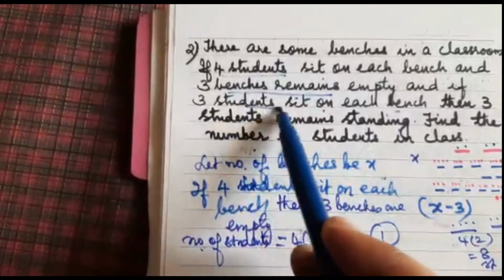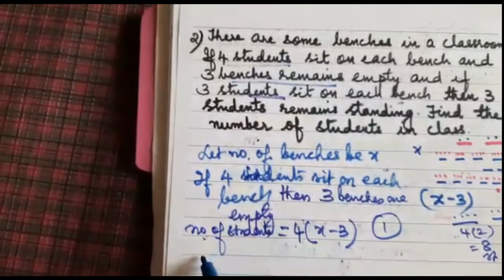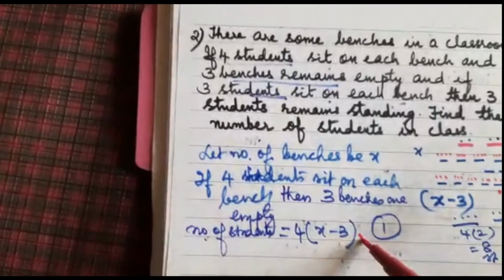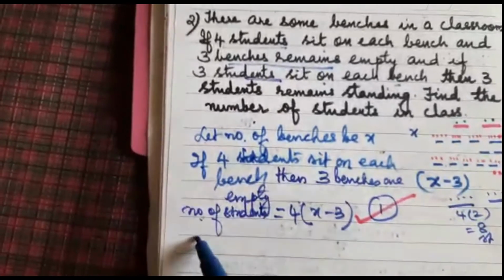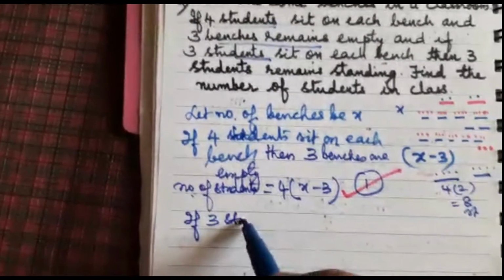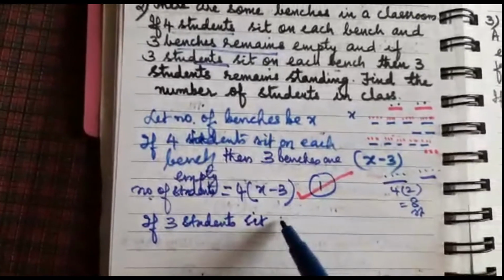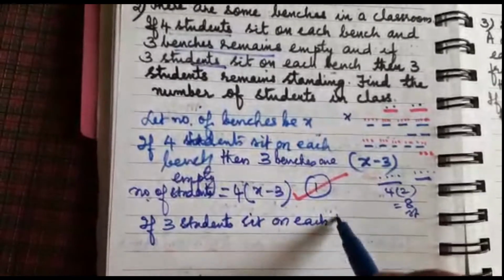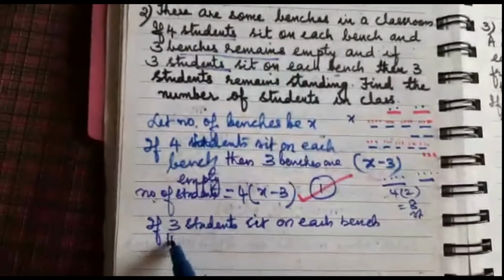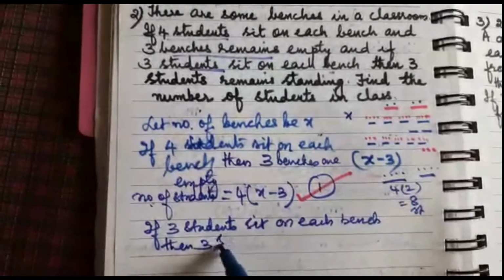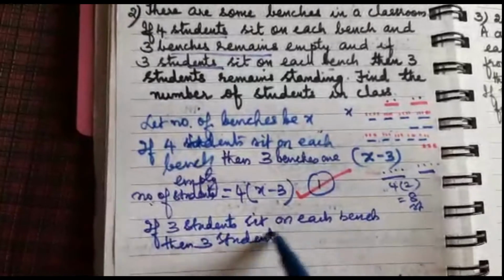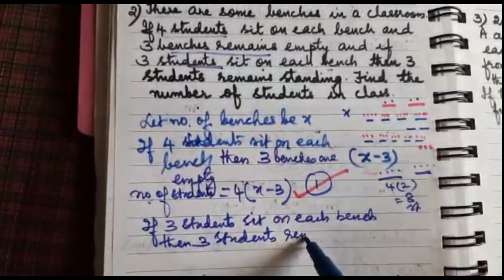Now if 3 students sit, what happens? This is the first one, the number of students you got. Now if 3 students sit on each bench, then 3 students are standing. That means benches will be fewer, and students remain standing.